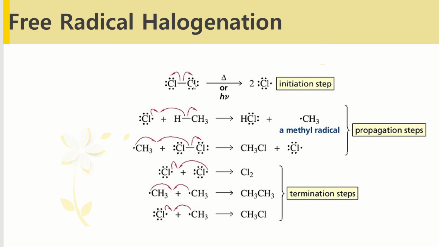So an initiation step involves, and notice that these are all half arrows, right, which show the movement of a single electron, which is why it's a free radical halogenation. So one electron will go here, the other one will go here to form two radicals, and that is our initiation in the presence of light or heat, right? Our propagation step involves the reaction of a radical with a neutral molecule, and we have two examples of a propagation step here. And our termination steps involve the combination of two radicals to form a neutral molecule, right?